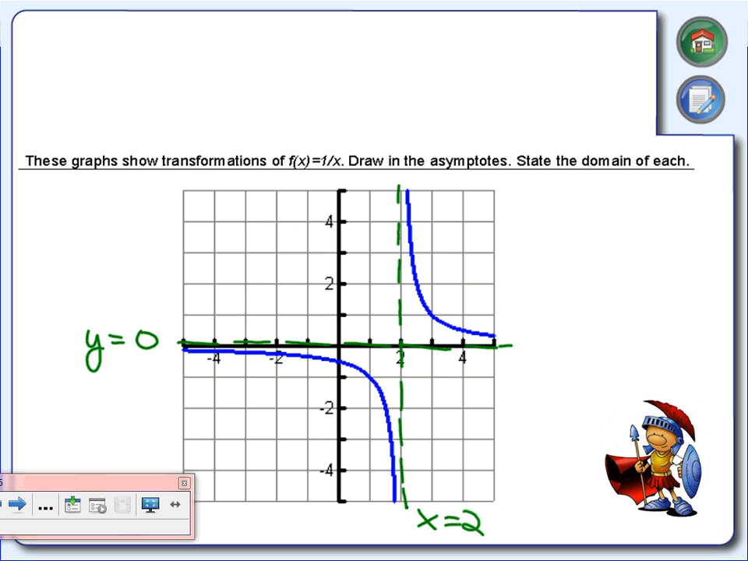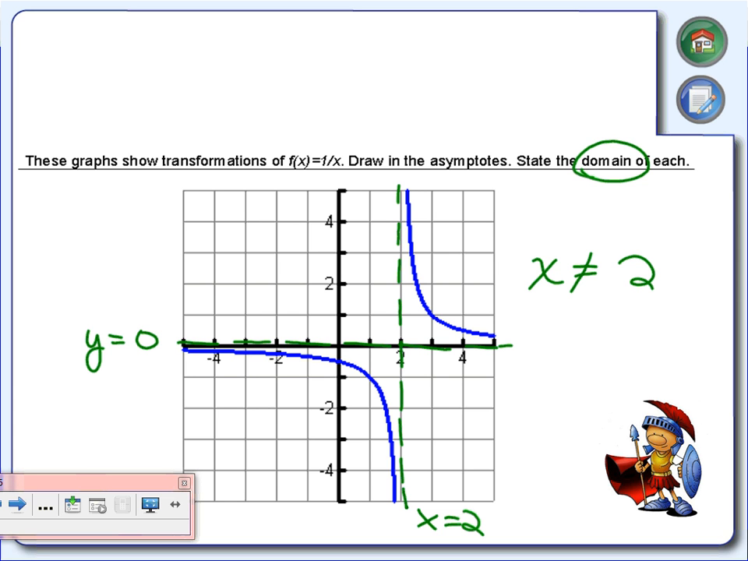Now along with that, they also ask us to take the domain. What are the x values? So out here to the side, I'm going to write down my domain. Now, the domain is all of the x's except for one number. There's one number I do not include as part of my domain. Can you see what that x value is? Nope. 2.